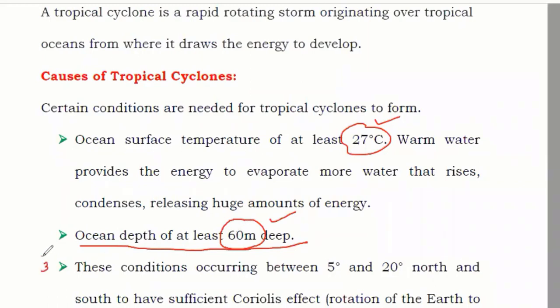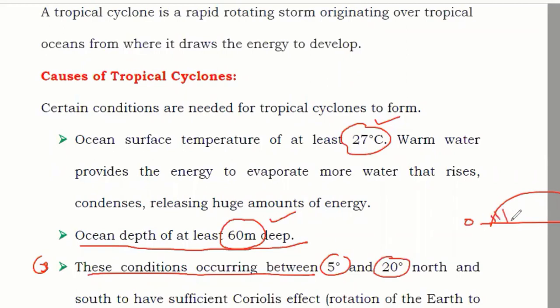Number three, these conditions occur between 5 and 20 degrees. These are degrees of latitude. For example, when you are talking about the protractor, you see it starts from 0 and goes to 180 degrees. So here it is divided into 180 degrees.